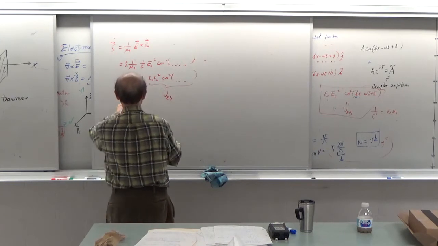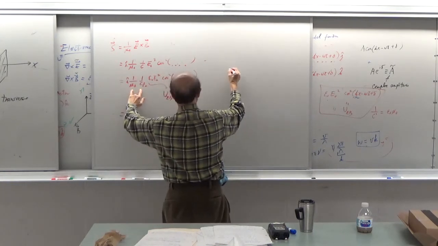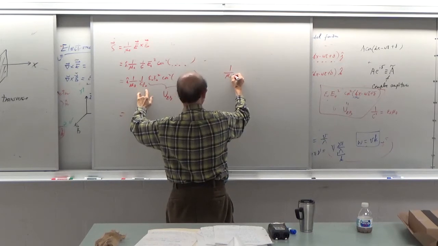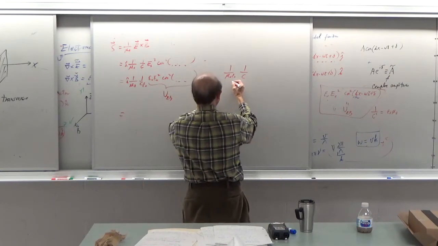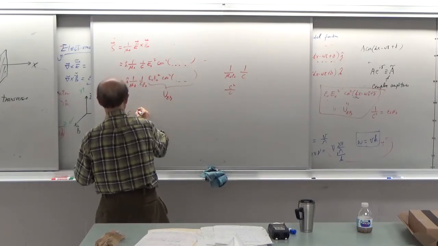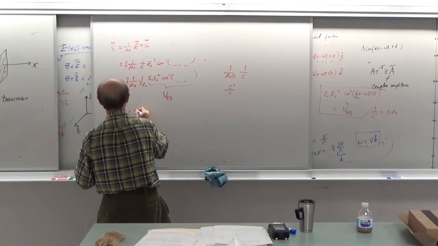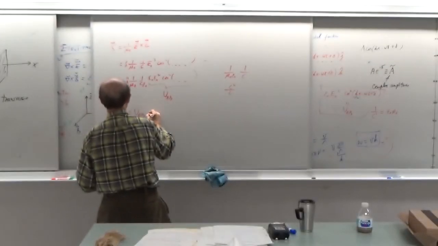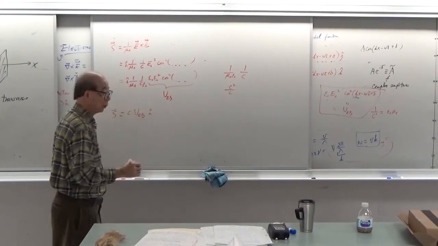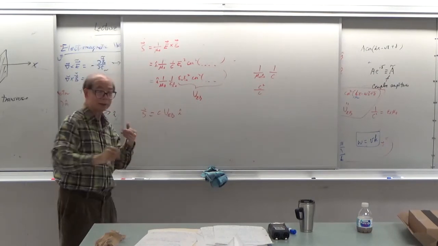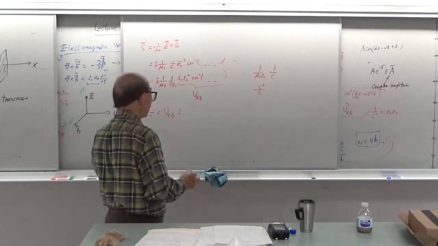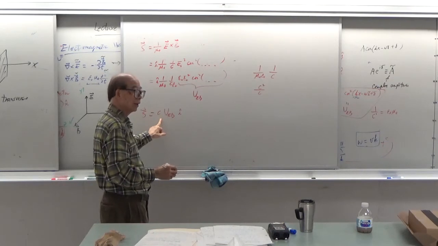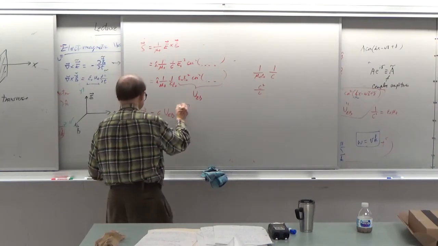And I can simplify this. I have here 1 over mu naught, 1 over epsilon naught, and then 1 over c. The reciprocal of mu naught epsilon naught is nothing but c squared. c squared divided by c is just c, along the direction of propagation. That's to be expected. U is the energy density. S, the Poynting vector, is the energy flux. So energy flows with speed c in the direction of propagation. That's a good check.